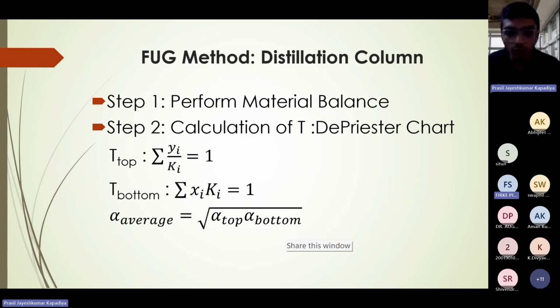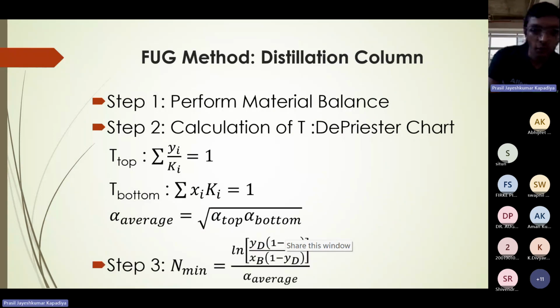Okay, thank you, from the last lecture, we use this alpha average and we estimate the minimum number of trays.